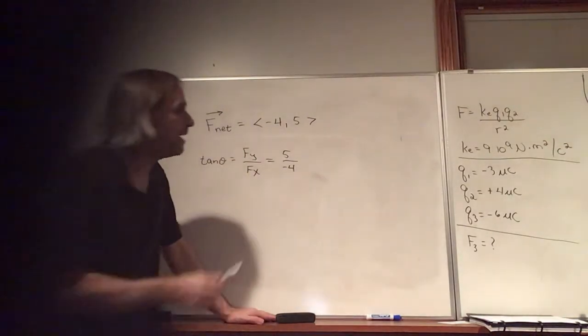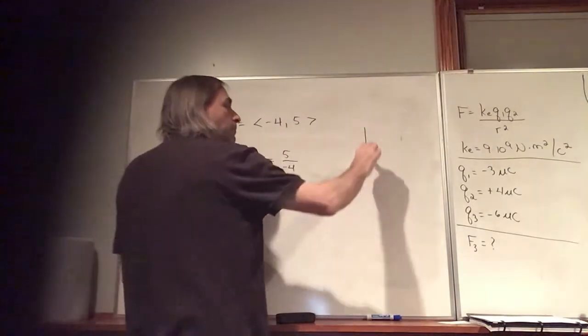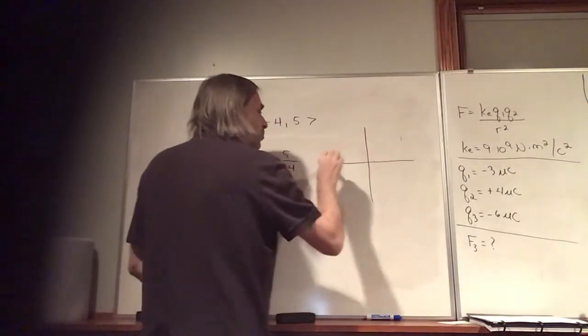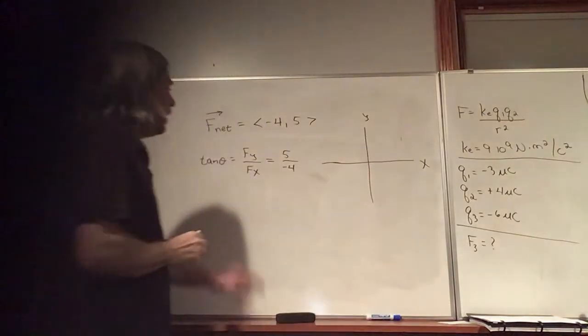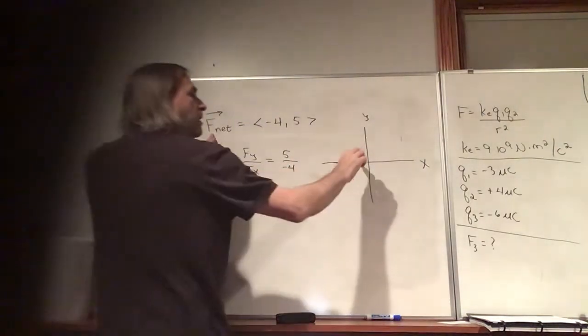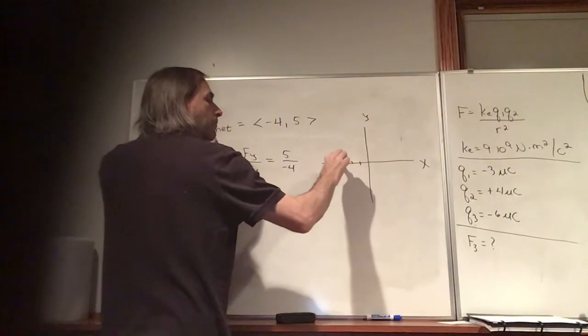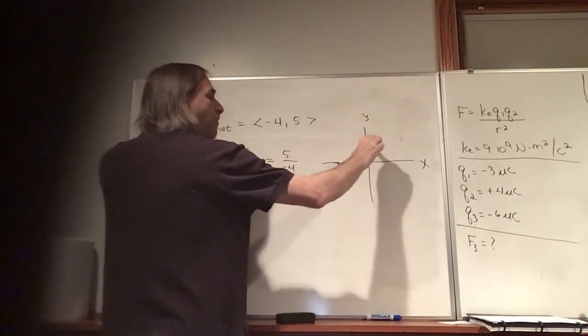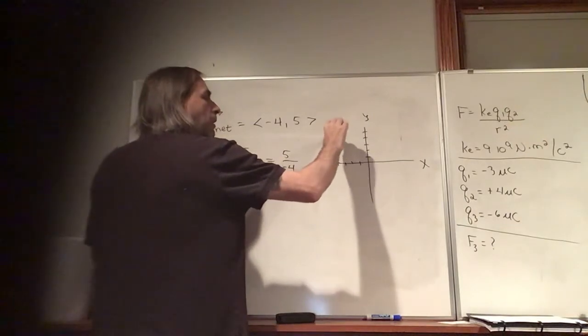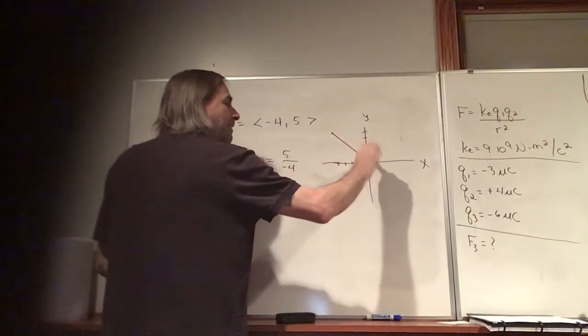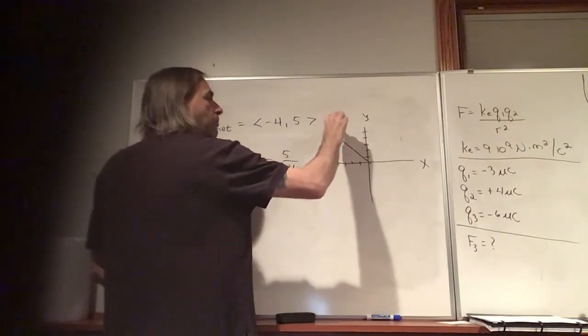Now, why would that be? Let's graph this. So here's our xy plane. And for the net force, we go minus 4 in the x direction and up 5 in the y direction. So we're going to end up over here. The net force points in this direction.